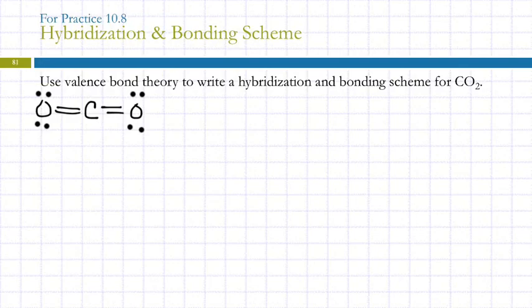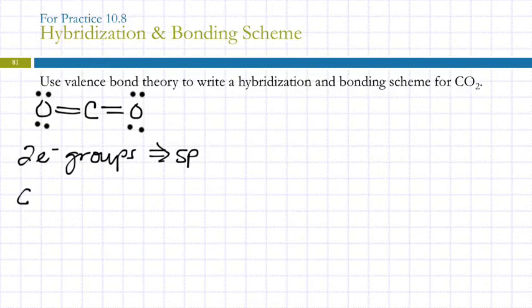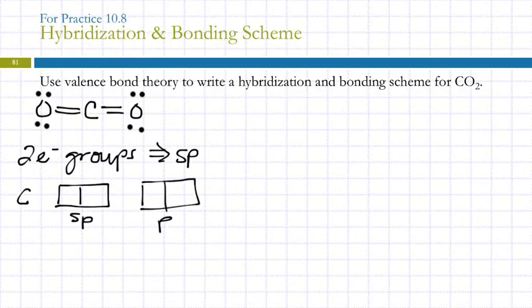So what's the hybridization? Not the geometry, the hybridization. SP. 2 fingers, SP. Okay? So you've got 2 electron groups on the carbon. So this is SP hybridization. So here's carbon. It's going to be SP hybridized. So there's SP and there's unhybridized p orbitals. Oxygen's not going to hybridize, so it's got S and 3 p's.